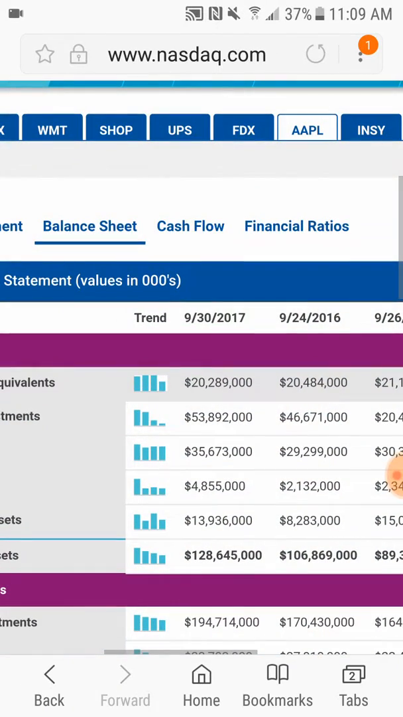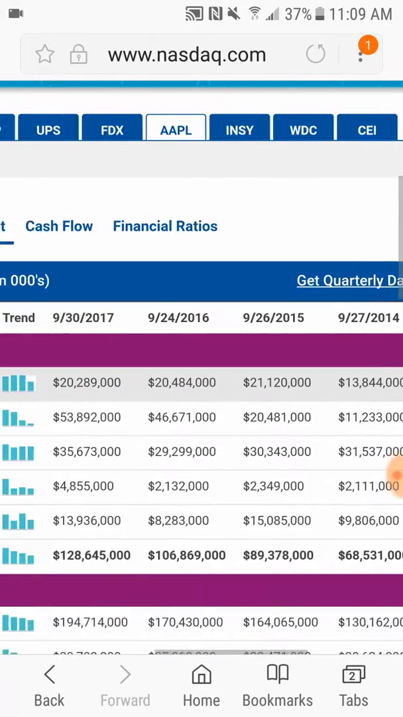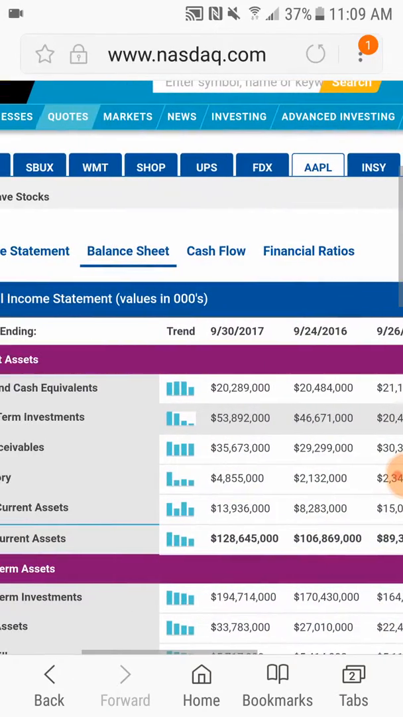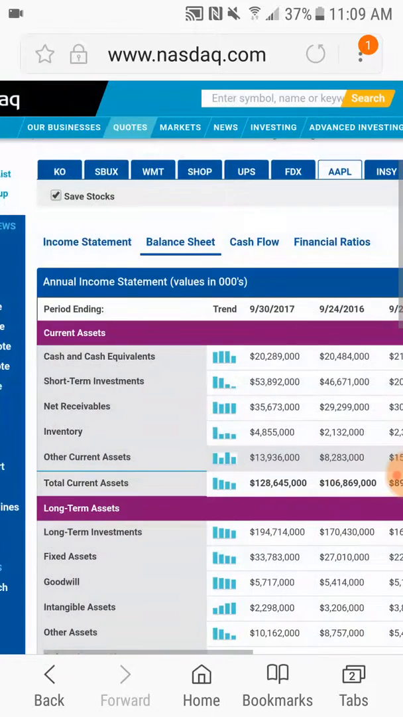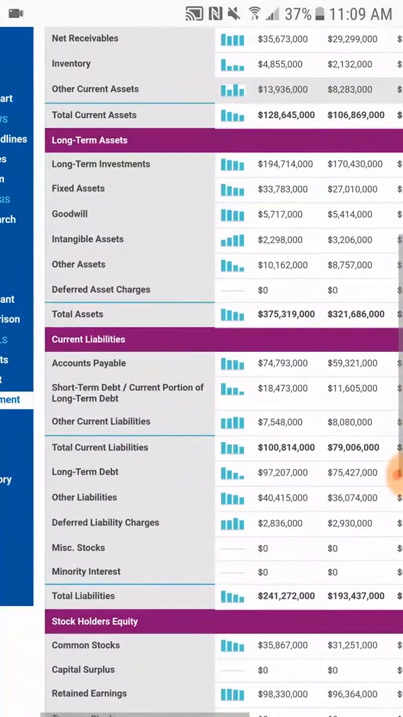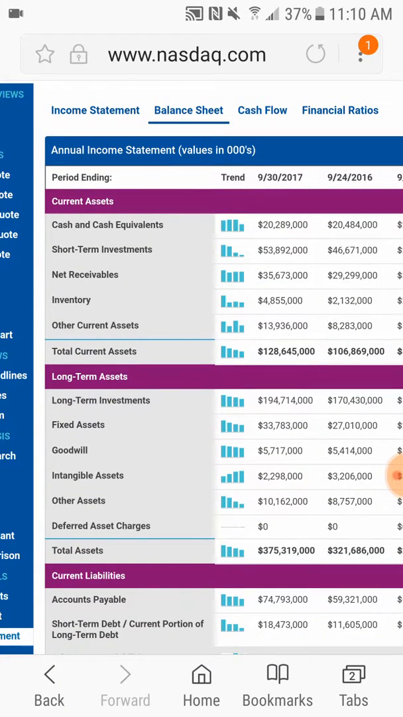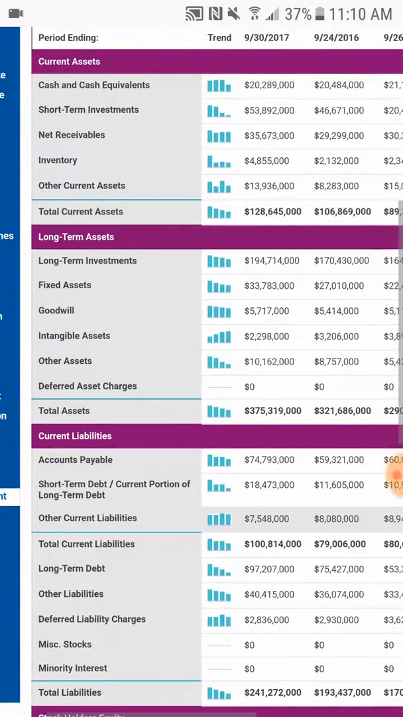So right here we have 2017, 2016, 2015, 2014. It's all set up perfectly, right? So the main thing you want to look at on a balance sheet is cash, assets, liabilities, debt, and that's pretty much it. And you just want to mainly compare the total current assets to the total current liabilities, the total assets to the total liabilities.